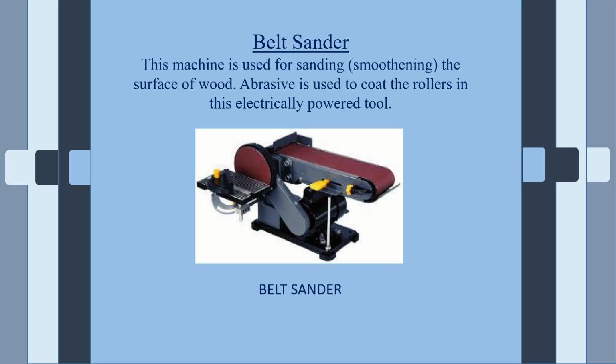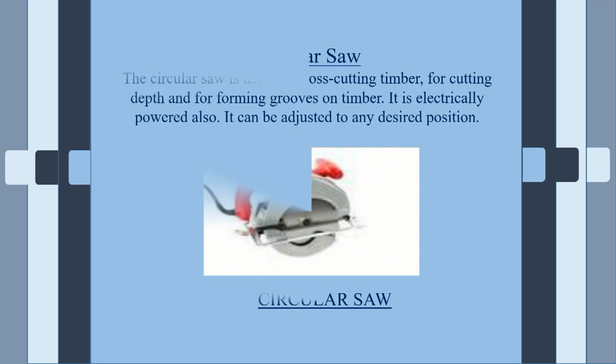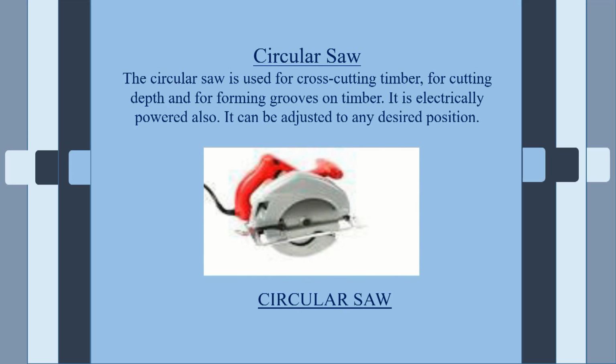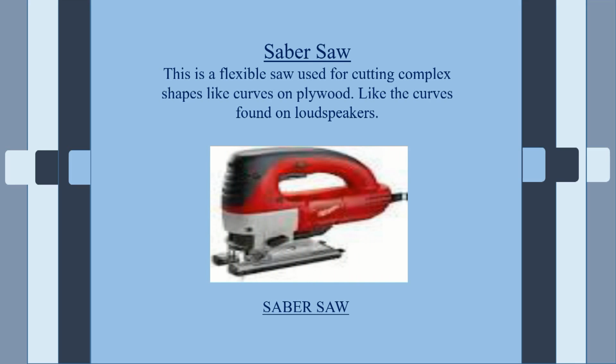Circular saw. The circular saw is used for cross-cutting timber, for cutting depth and for forming grooves on timber. It is electrically powered also. It can be adjusted to any desired position. Below, we have the diagram of a circular saw. Now, saber saw. This is a flexible saw which is used for cutting complex shapes like curves on plywood, like the curves found on loudspeaker.